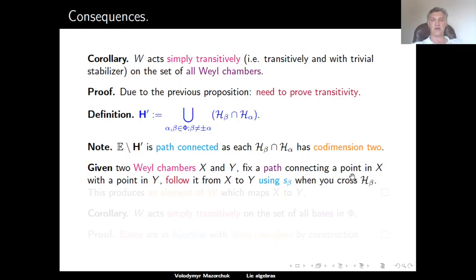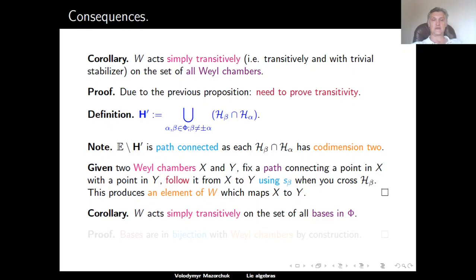Any time we cross H beta, we apply the element S beta and go from one Weyl chamber to another. Going along this path, we produce an element of W which maps our Weyl chamber X to the Weyl chamber Y. So this completes the proof of our statement that W acts simply transitively on the set of all Weyl chambers. But this also implies that W acts simply transitively on the set of all bases in phi. Indeed, as we have already noticed before, Weyl chambers are in bijection with all bases in phi. Therefore, this statement follows from the previous statement directly by the construction of the basis.